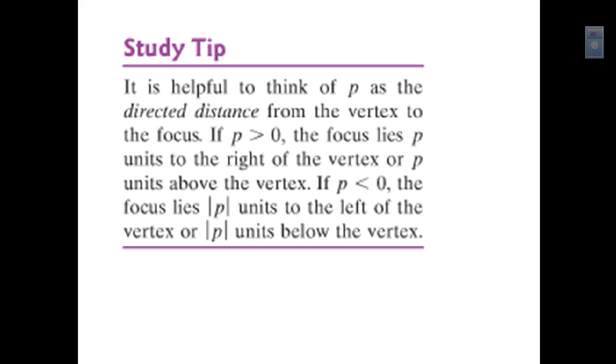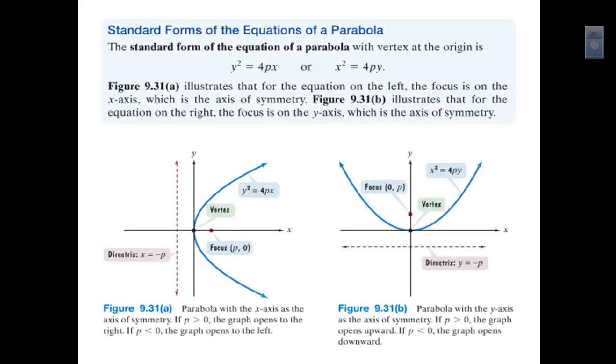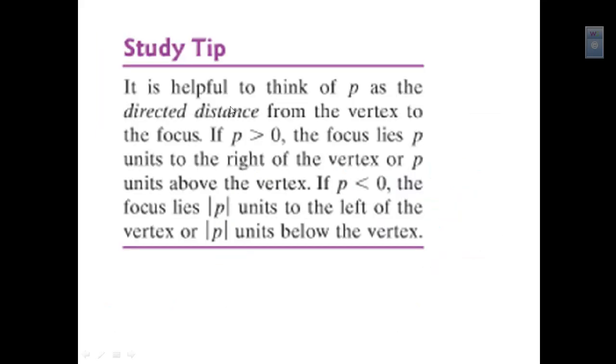Now, one thing you need to think, and we don't really get into the dimensions here with these graphs just yet, but it's helpful to think of p as a directed distance from the vertex to the focus. So if p is greater than 0, the focus lies p units to the right of the vertex or above the vertex. If p is less than 0, then the focus lies absolute value of p units to the left or below the vertex. And you'll see that in just a second.